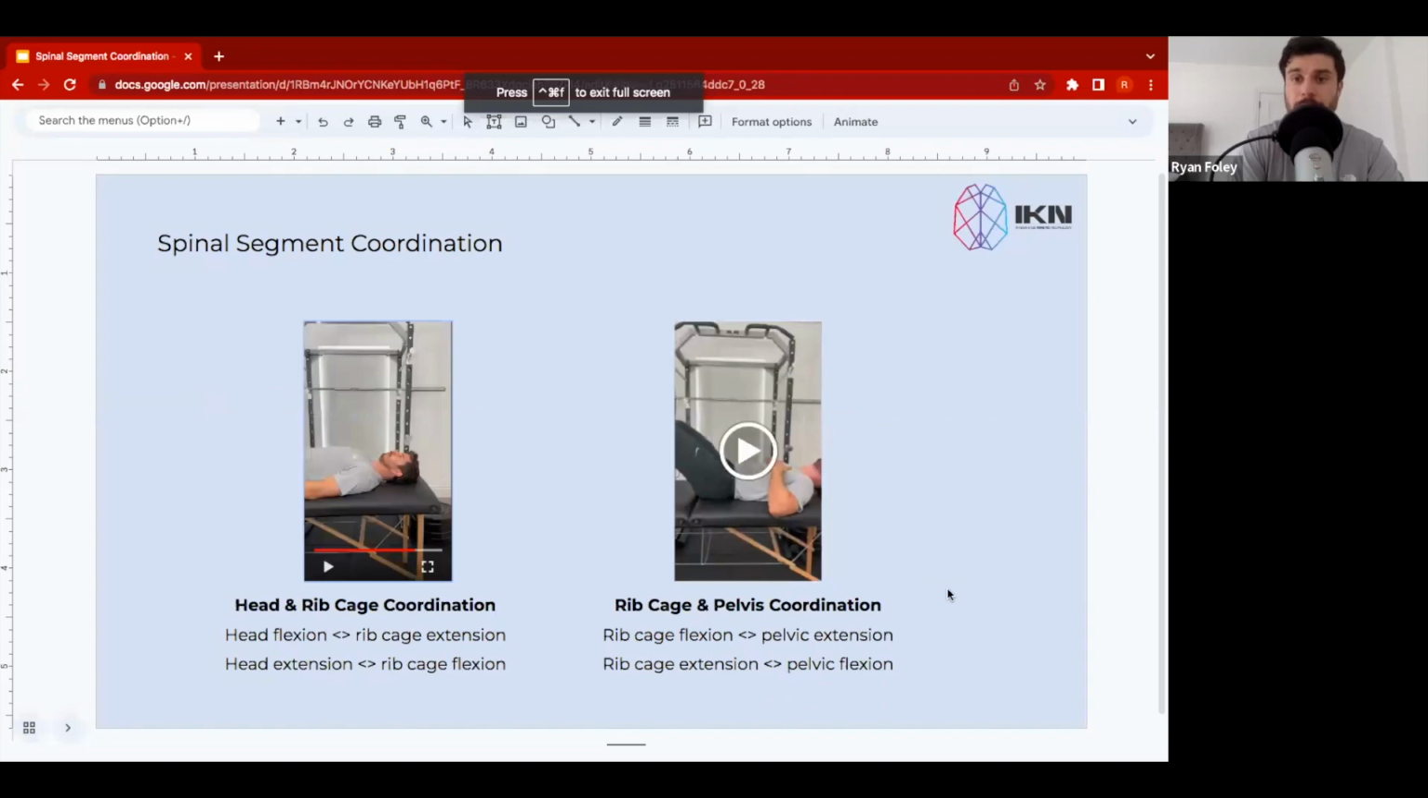The same sagittal plane coordination or interaction is represented here in the second video between the rib cage and the pelvis. So as the rib cage flexes, the pelvis will naturally extend or express a posterior pelvic tilt. The same thing happens with rib cage extension. As the rib cage extends, or as the thoracic spine extends, if you want to look at it that way, the pelvis will flex or anteriorly tilt. So you'll see that here.